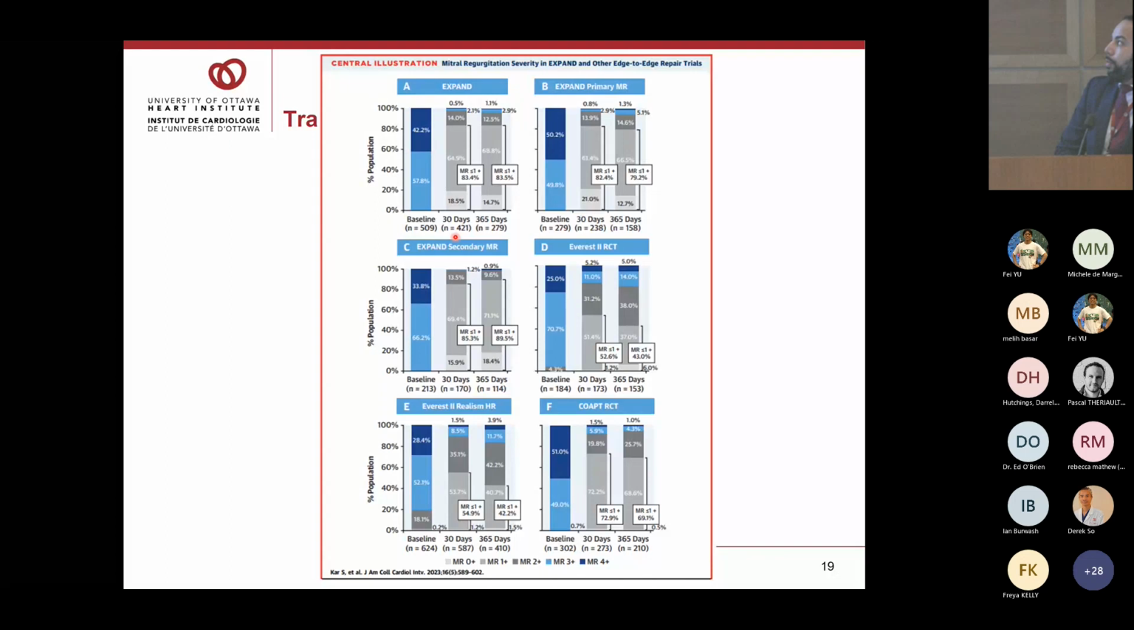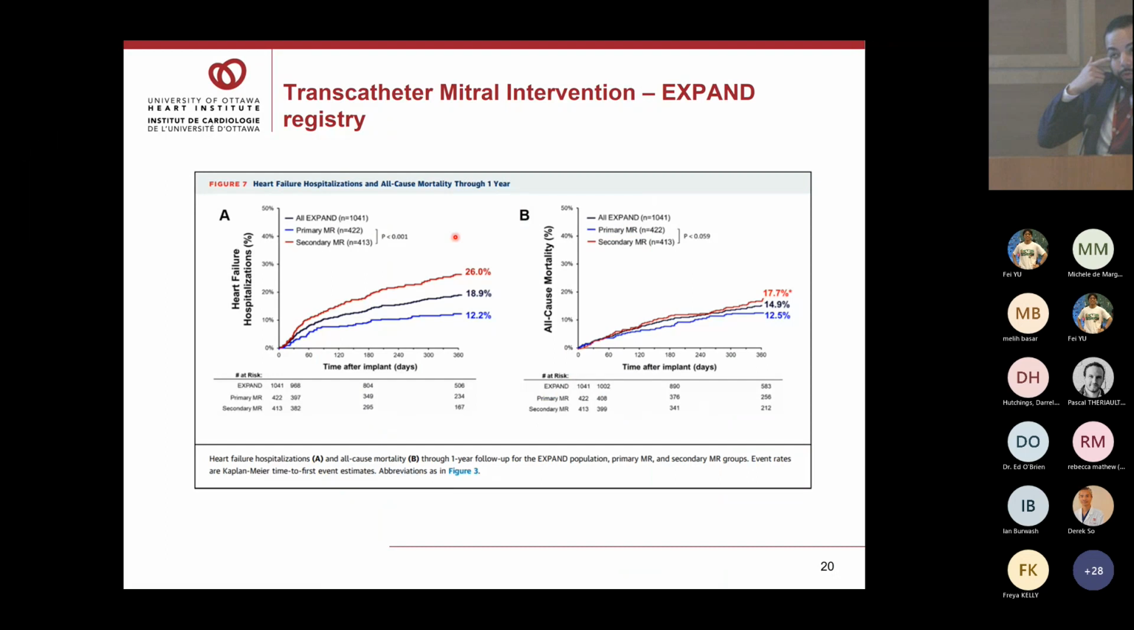With regards to clinical outcomes in the registry, when they compared the patients in the year prior to mitral tear versus the year following, there was a reduction in heart failure hospitalization rate from 58% to 19% once they were treated. So massive reduction in heart failure hospitalization. They did have an all-cause mortality rate of 15%, which seems relatively high at 1 year, but I'll show you that that number is relatively similar to what's seen in randomized control data for mitral tear.